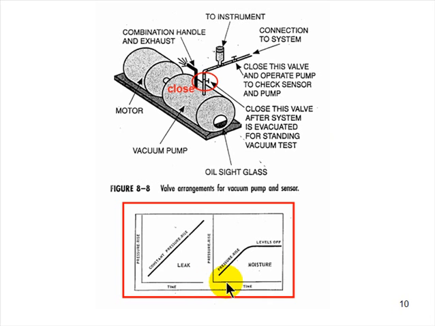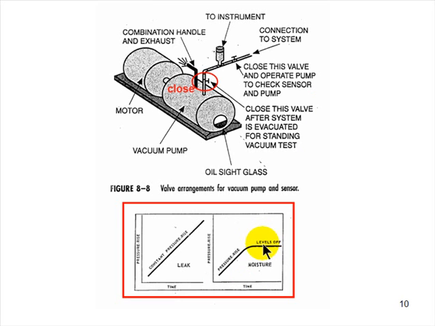The other thing it will do is rise up slowly and level off. Your gauge says, oh, it's 500 microns. All right, valve it off. It will always expand and rise up. All gases will expand once you change the pressure. It will rise up and level off.